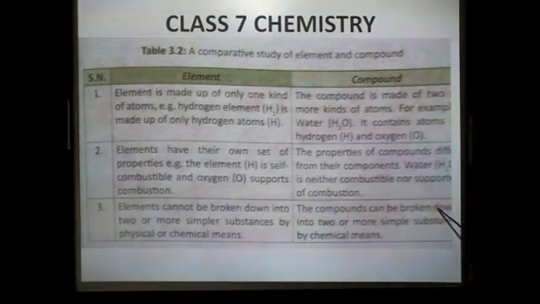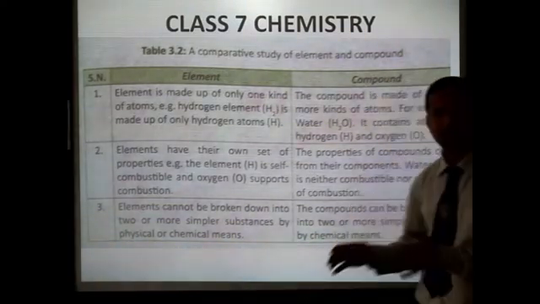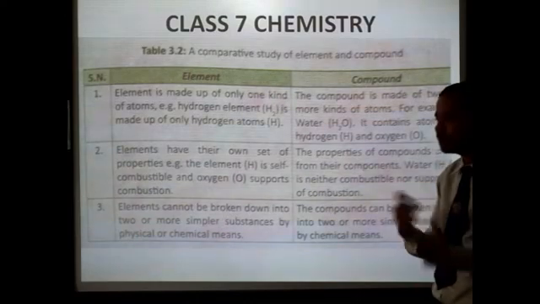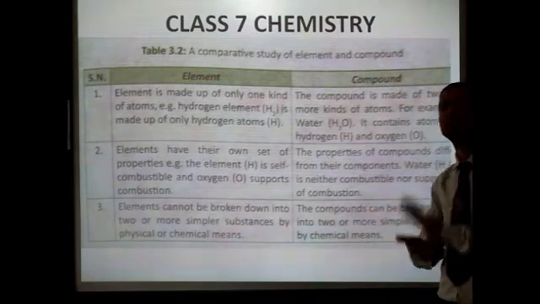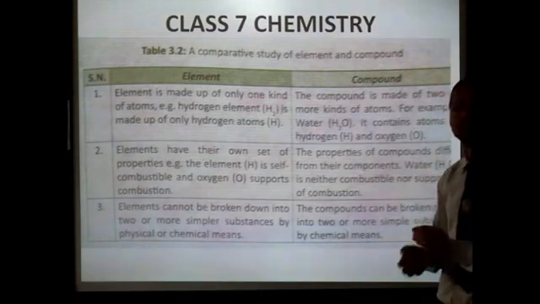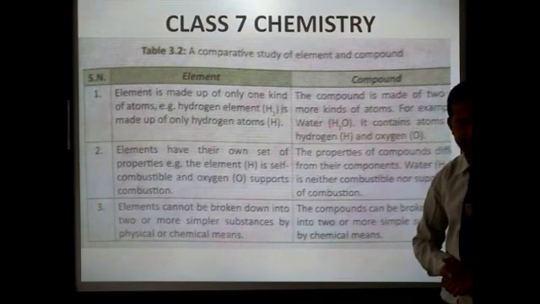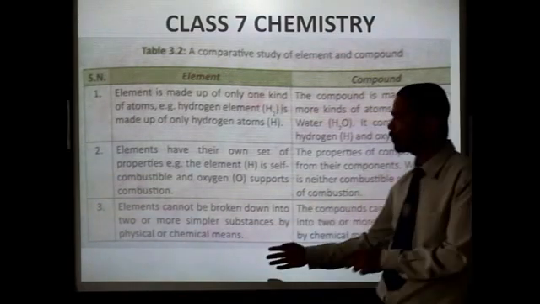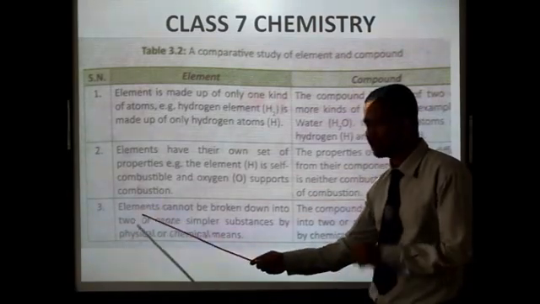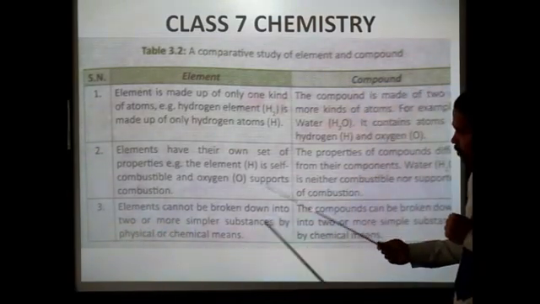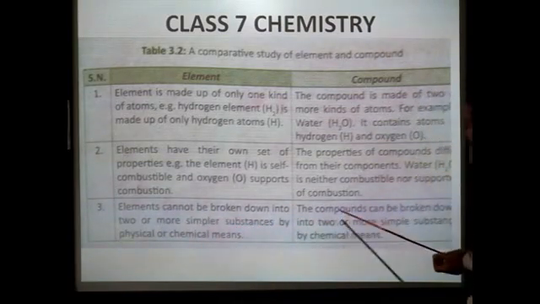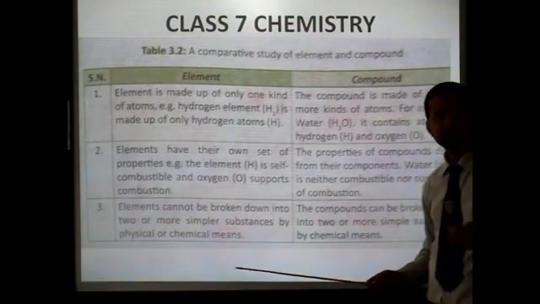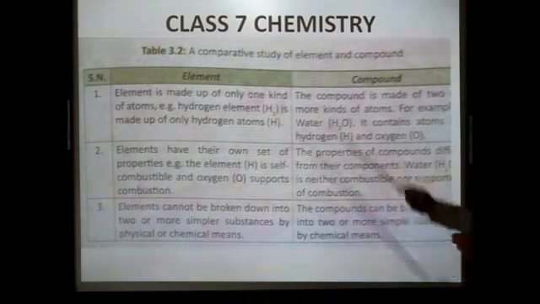And compounds can be broken down into two or more simpler substances by chemical means. For example, water can be broken down into hydrogen and oxygen by the process called electrolysis. But there is no physical or chemical means which can break an element. In short, elements cannot be broken into simpler substances by any means, but compounds can be broken into simpler substances by chemical means. So these are the differences.